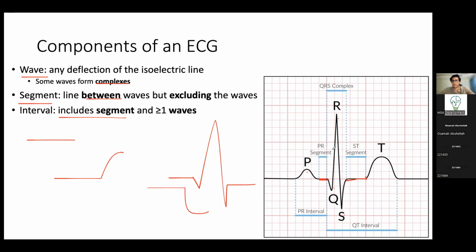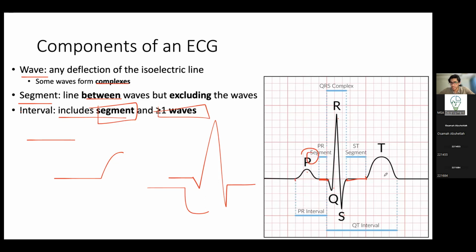Then we have intervals. We have the PR interval that starts from the beginning of the P wave to the start of the QRS complex. Again, it should be called the PQ interval, but everyone just calls it the PR interval. It includes the PR segment, so it includes a segment, and it includes a wave. The wave that the PR interval includes is the P wave.